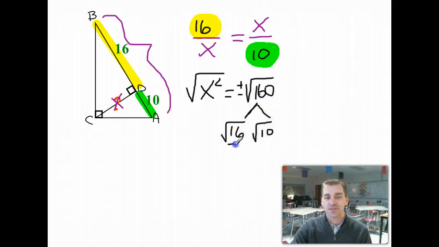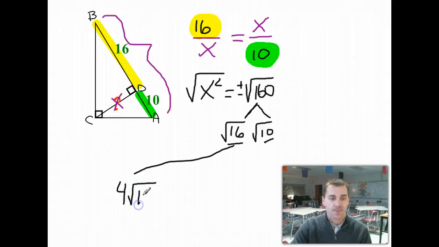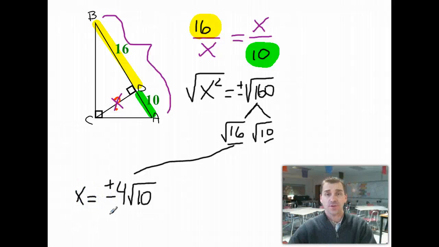The square root of 16 is a perfect square, so it comes out of the radical, price to be paid. That goes to just a 4. The 10 is not a perfect square, so it has to stay in the radical: square root of 10. Now here's the scoop: you still have plus or minus, don't forget that. So technically, x is either positive 4 root 10 or negative 4 root 10.